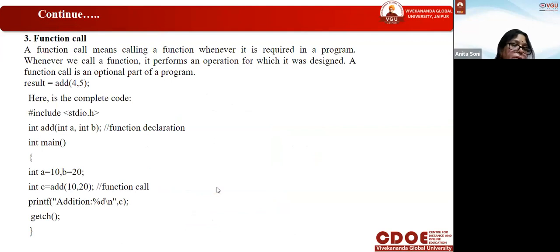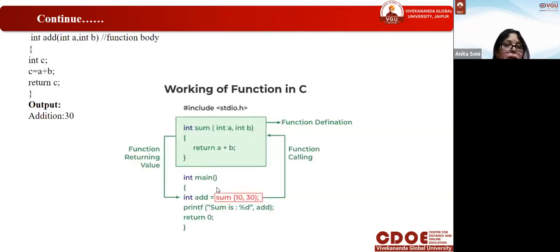Here we are also the receiver element, the receiver variable is C, and you can see the result of C after the printf statement. This is the way how a function works in the main program, how a function is invoked.